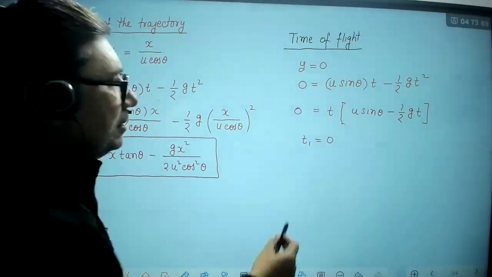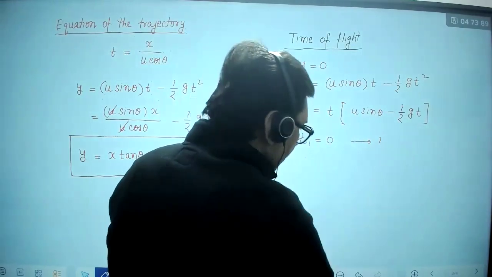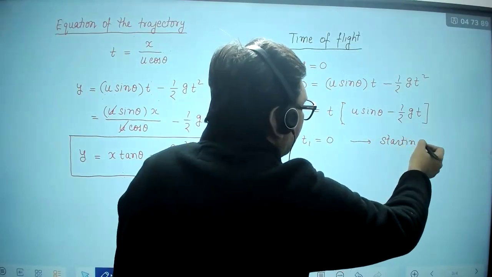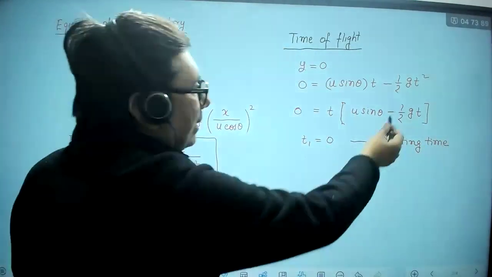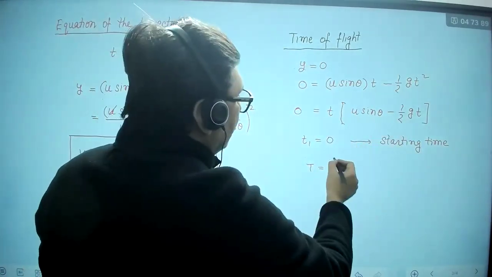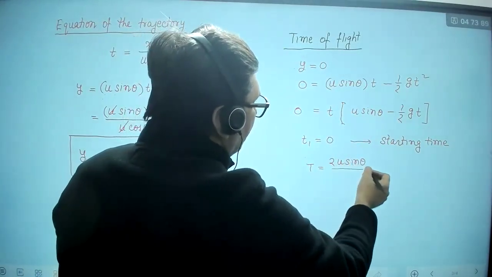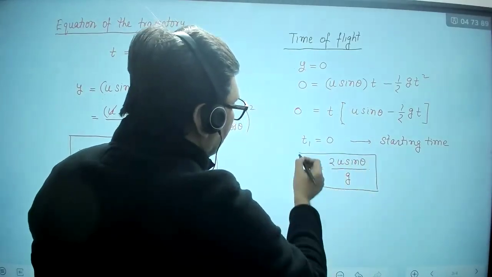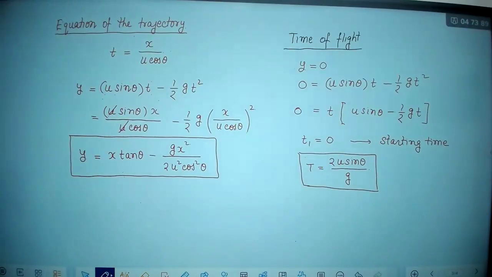This represents the starting point, the starting time of the projectile motion. And the second gives you capital T, which is 2u sine theta upon g. This is called the time of flight. Is it okay with everyone?